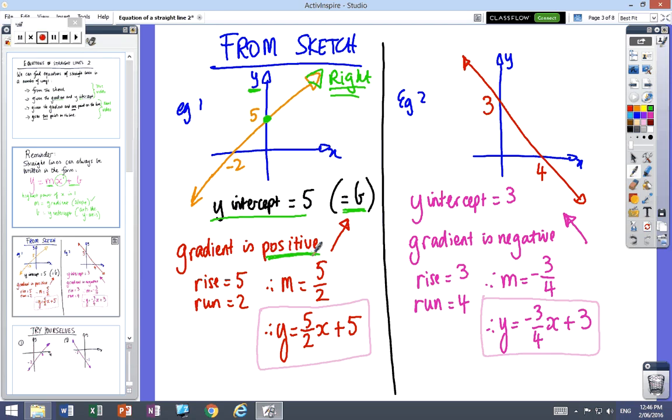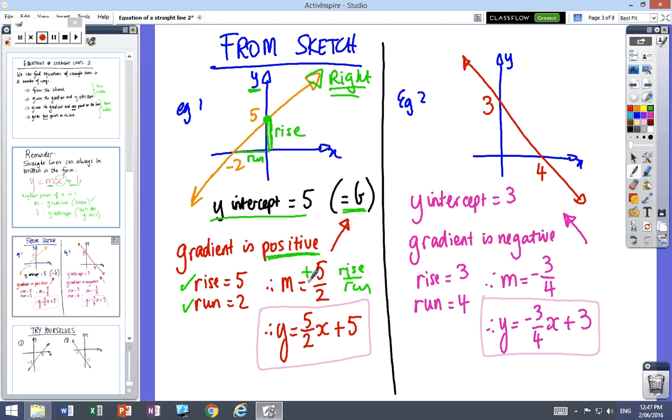And we're looking for a little rise over run calculation. That distance up is the rise, and that distance along is called the run. The rise is 5 and the run is 2, so we put the rise on top of the run, and it's a positive 5 on 2 because it's heading up to the right. So the equation of the line is y equals 5 over 2 x plus 5.